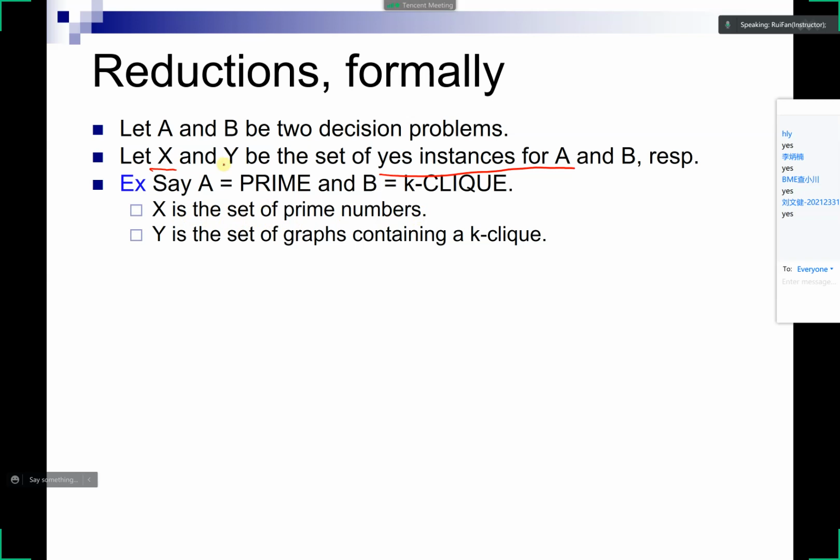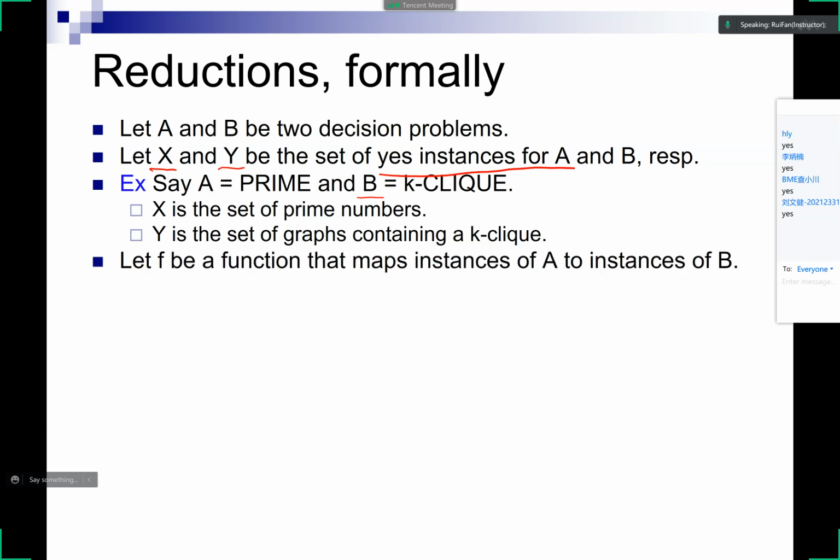Likewise, let Y be the set of yes instances for B. If B, for example, is the K-clique problem, then Y is the set of graphs which contain a K-clique, and the set of no instances for K-clique would be all of the graphs which do not contain a K-clique. So we have these A and B problems, and X and Y, which are the sets of yes instances for these problems.